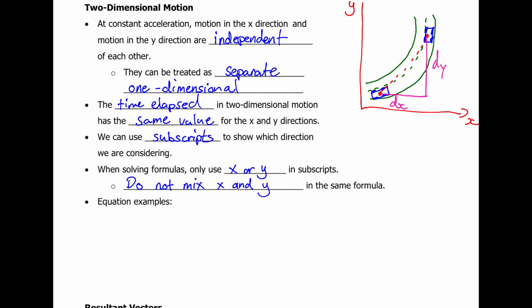I cannot measure anything in the y direction. Its position in the y direction and its speed in the x direction are independent. One doesn't affect the other. They are not, you can't cross them.